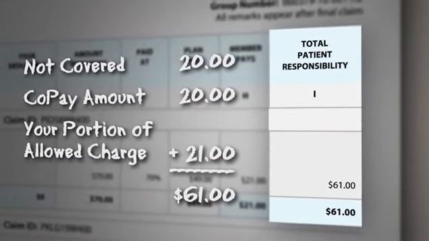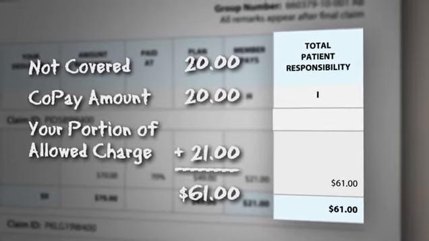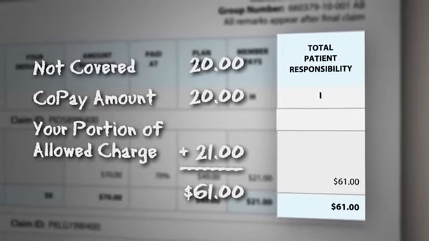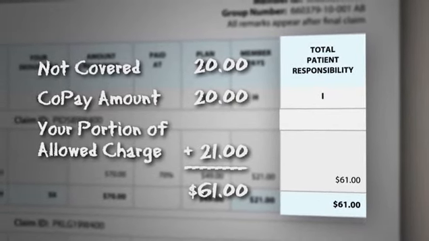This number equals the charges that are not covered by your plan, plus any deductible, coinsurance, and copayment amounts for which you are responsible. Your EOB will also contain explanations for charges not covered and the amount you are responsible for paying your provider directly. If you don't understand those, call your plan.